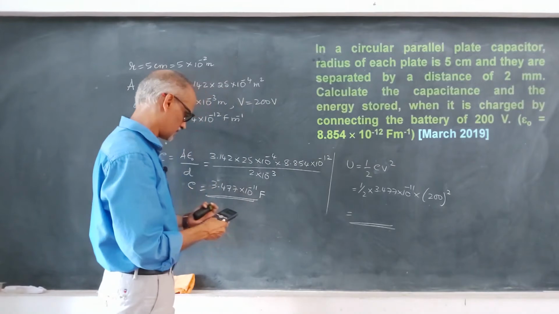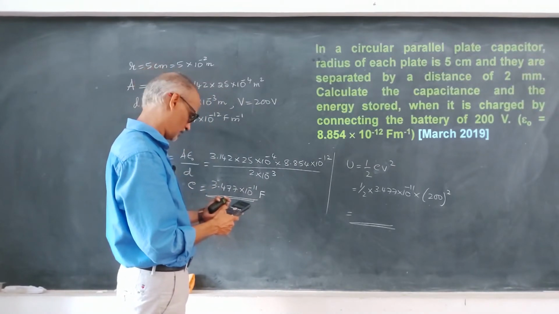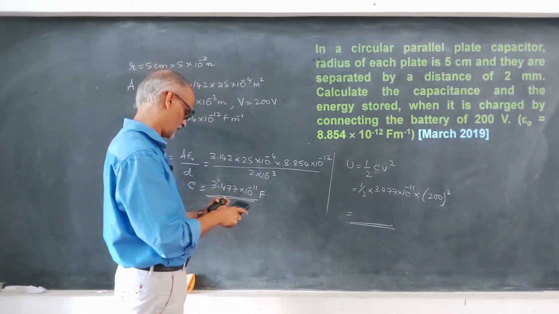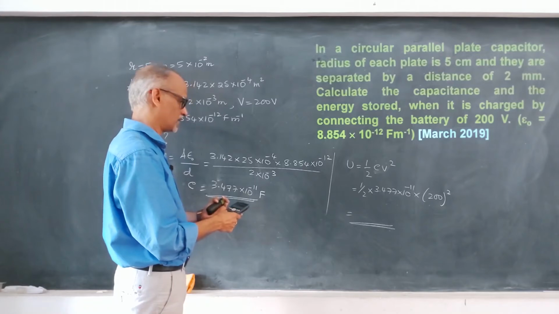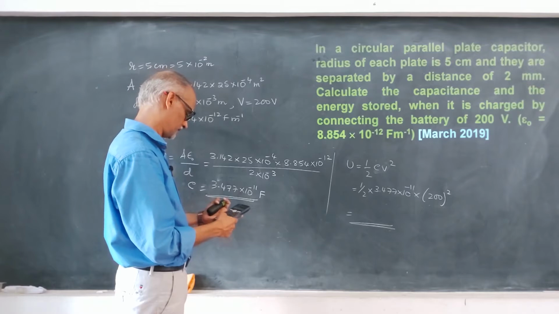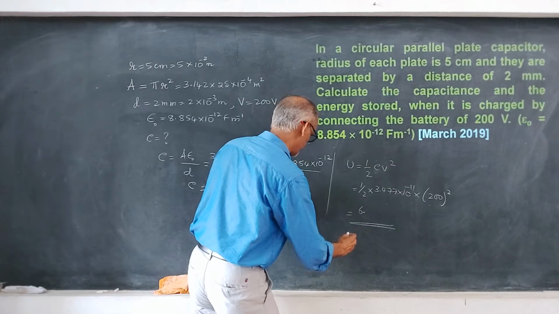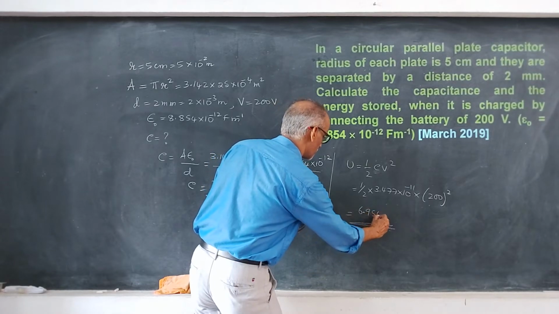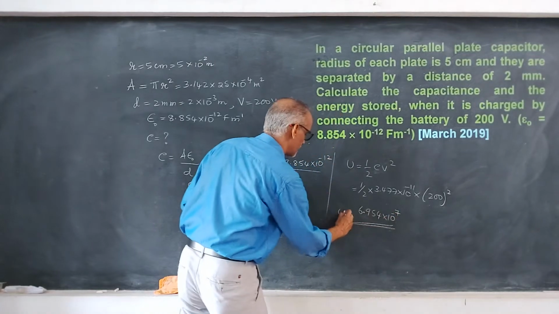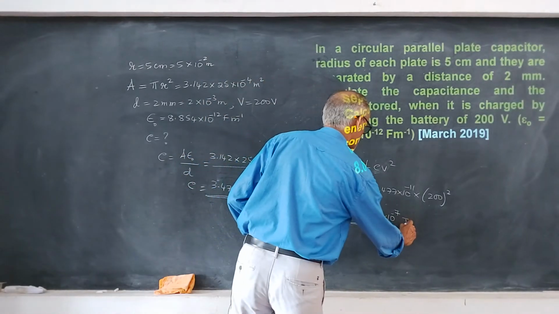So let us simplify this. First it is 0.5, then into 3.477 into 10 to the power minus 11, then into 200 square. Okay, so we will get 6.954 into 10 to the power minus 7. We are finding the energy, right? So what is the SI unit of energy? Energy is measured in joule. So that is the answer for it.